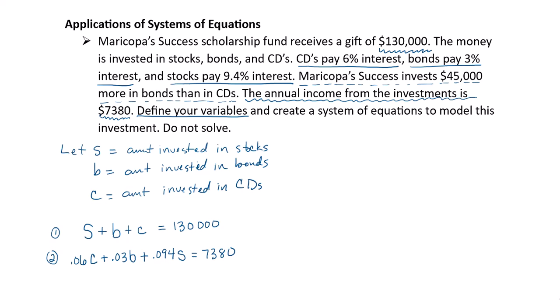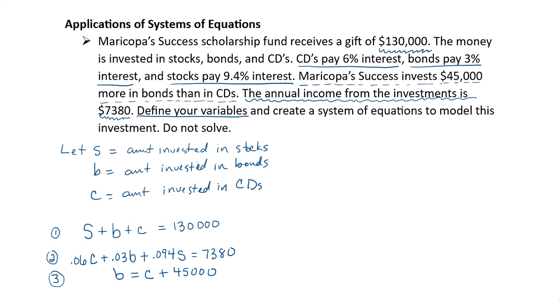So they invest $45,000 more in bonds than in CDs. So the amount invested in bonds is the same amount as is invested in CDs, but another $45,000 more. It's just one way you can think of that to get the right equation. And we can call that equation 3.